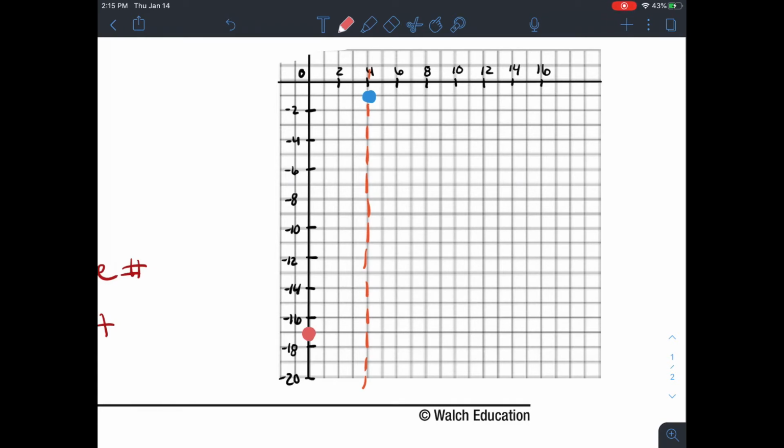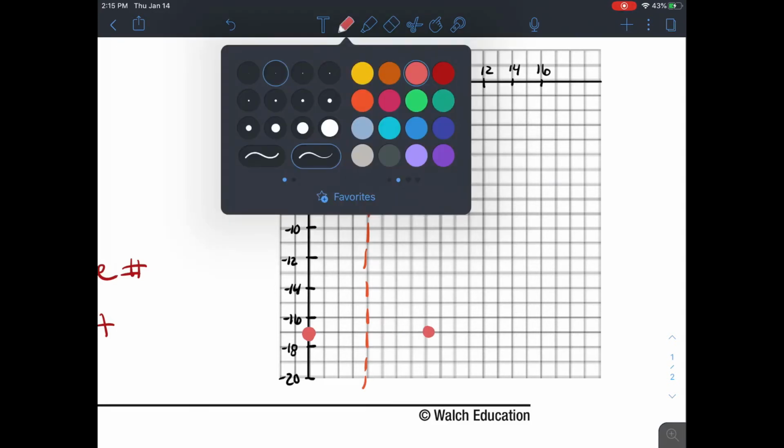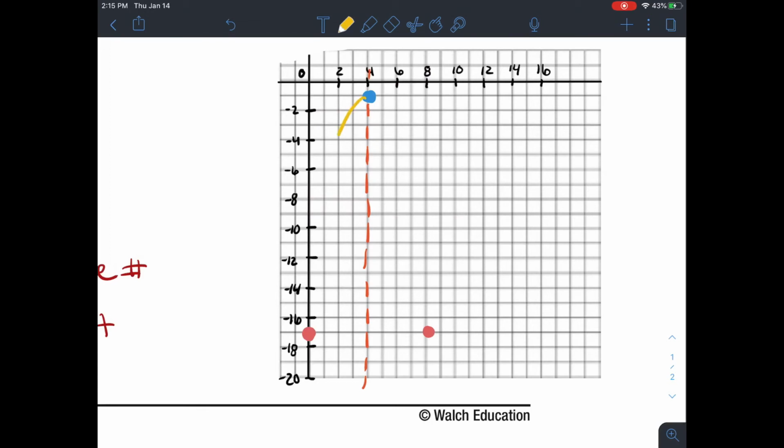If we know that we have a y-intercept at (0, -17), this dot is 1, 2, 3, 4 spots away from our axis of symmetry. We can go 4 in the other direction, 1, 2, 3, 4, and know that we also have a dot on that side of the graph. So what this allows us to do is create that symmetrical quadratic parabola going through dots on both sides.